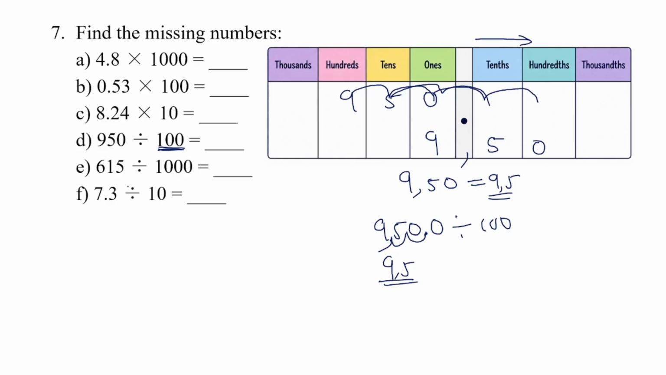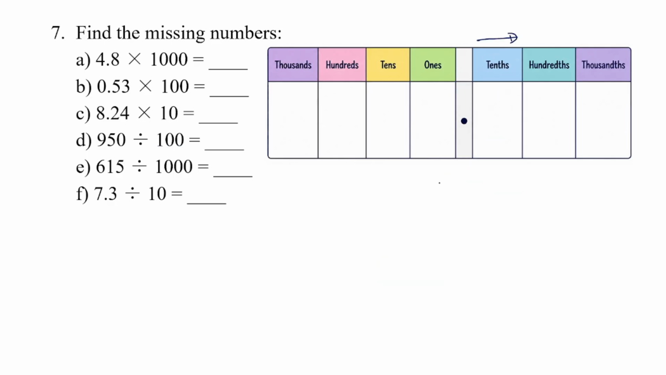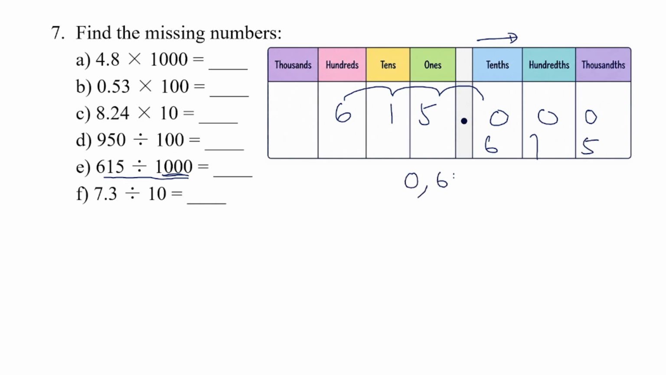Right, let's do E. We're dividing, so the number becomes smaller. If you're moving the number, it must move to the right. So we have 615, like that. Then we're moving how many times? 1,000 is 3 zeros, so we must move it 3 places to the right. So it means 6 must be 1, 2, 3. 6 must be here, then 1 must be here, and then 5 must be there. So this should be 0.615, or 615 thousandths.